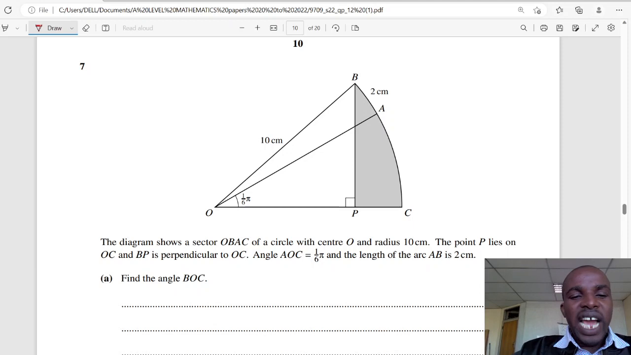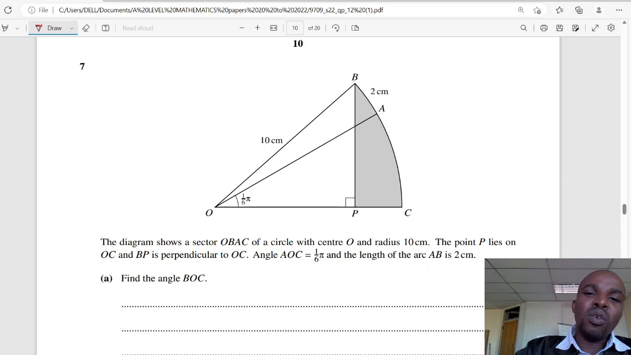Question number 7. The diagram shows a sector OBAC of a circle with center O and radius 10 centimeters. The point P lies on OC, such that BP is perpendicular to OC. Angle AOC is pi over 6 radians, and the length of the arc AB is 2 centimeters. Find the angle BOC.